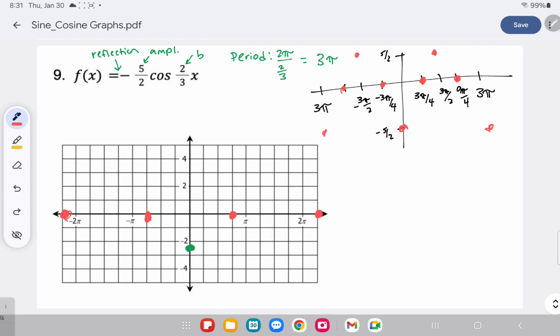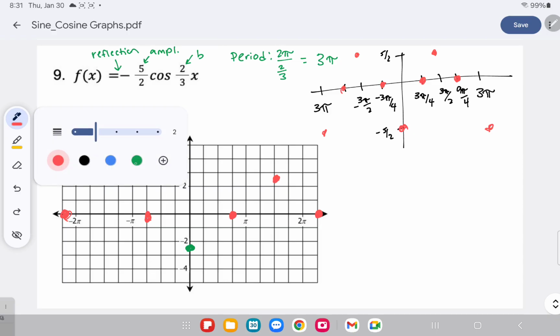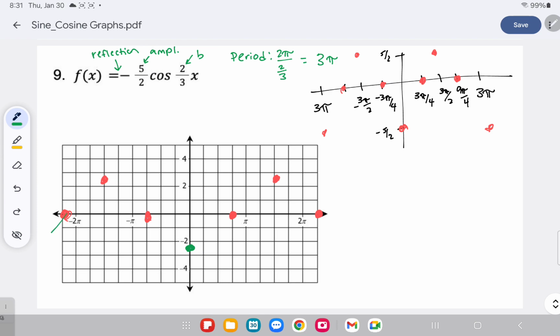Okay, and then our maximum is at 3 pi over 2, or 1.5. And our maximum is 5 over 2, which is 2.5. And then following the pattern, that means we have another one right over here. All right, let's connect them. That's it.